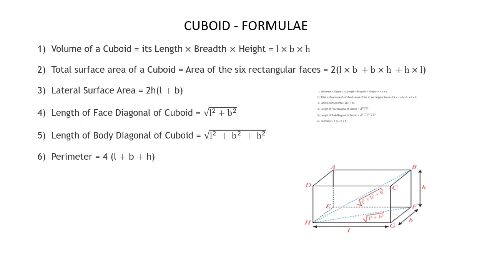Let's now learn a few formulae regarding cuboid. Volume of a cuboid is equal to its length multiplied by breadth multiplied by height, which is nothing but L multiplied by B multiplied by H.